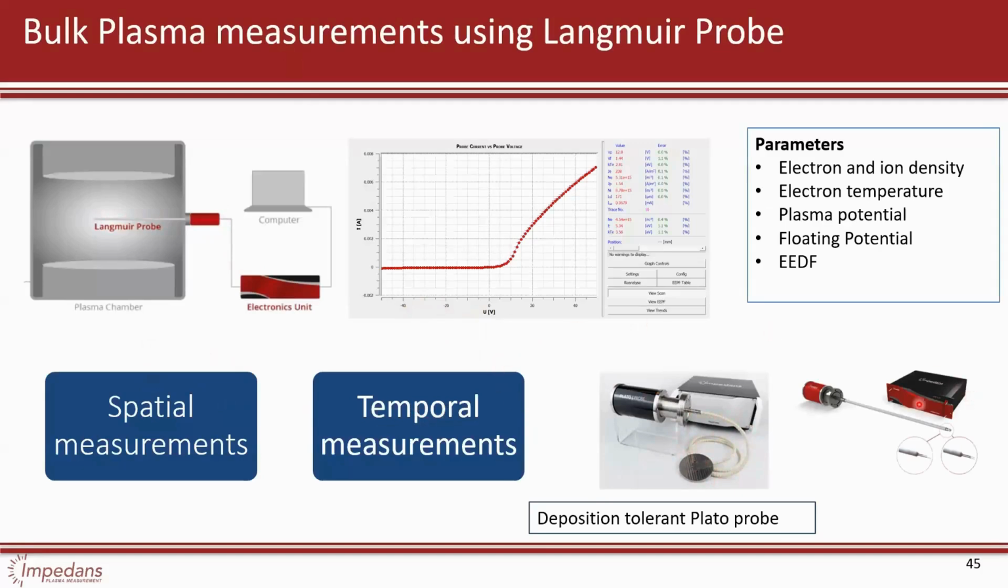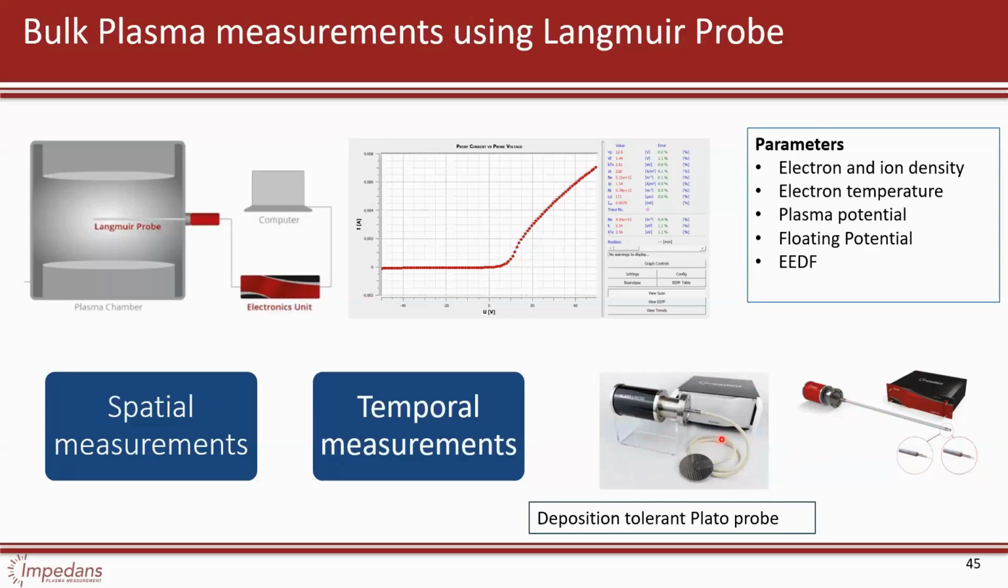Our standard Langmuir probe has an 80 megahertz sampling rate. So you can go down to tens of nanoseconds time resolution. Now, if you have RF present, we have to include filters, and that slows it down a little bit, but you can still get around 1 microsecond resolution in that scenario. We also have a deposition tolerant Langmuir probe, which works even if you're sputtering oxides or something that's non-conducting, because a Langmuir probe relies on the tips being conducting.